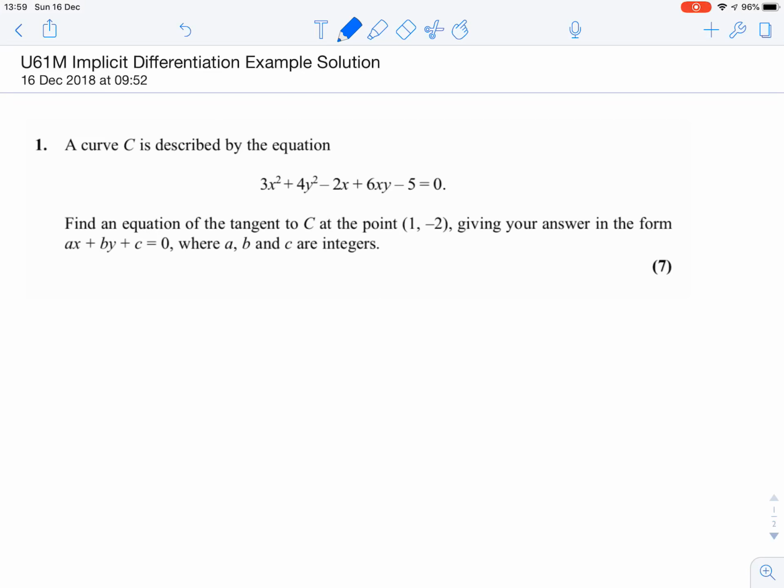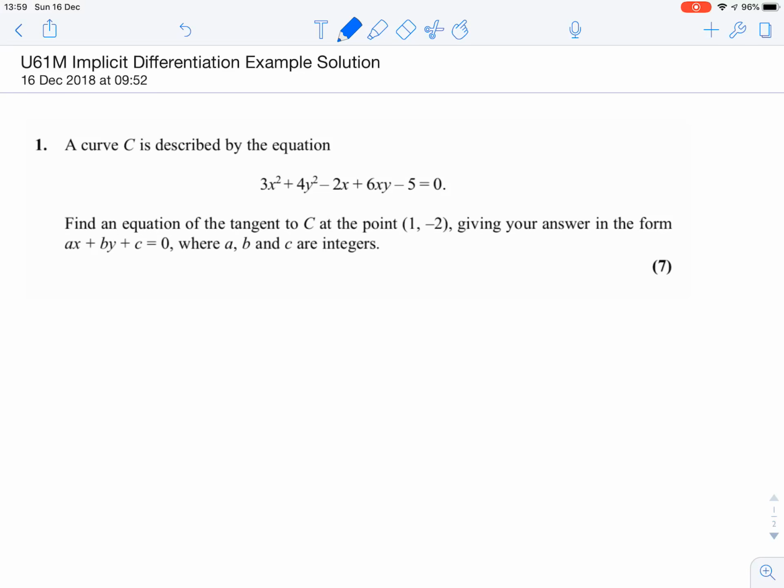This question is an example of implicit differentiation. The first thing to notice is the phrase implicit differentiation may not appear in the question. So you have to recognize when we're not given a function y equals something, if y is mixed up in a more complicated expression, then implicit differentiation is likely to be required.